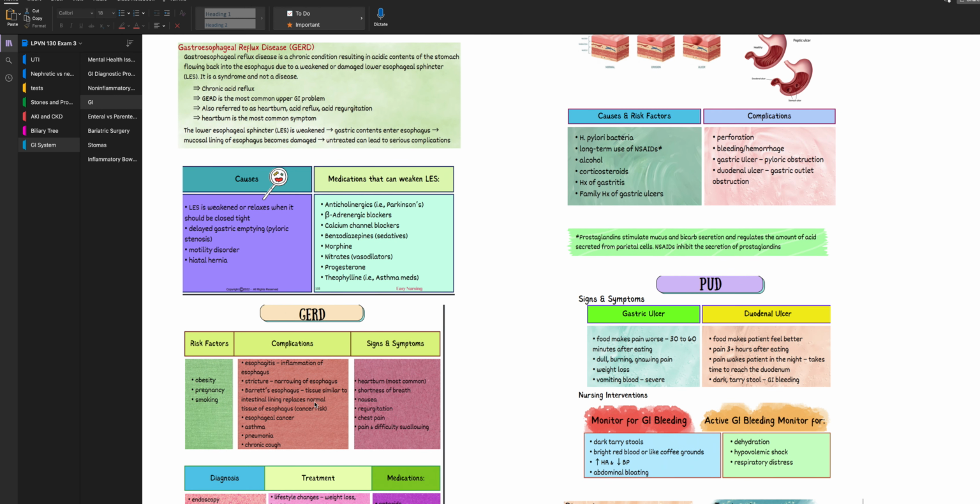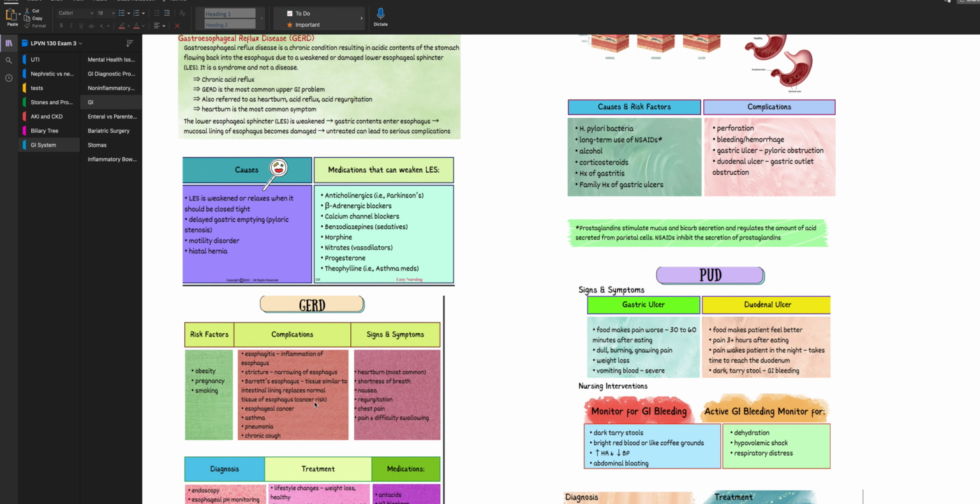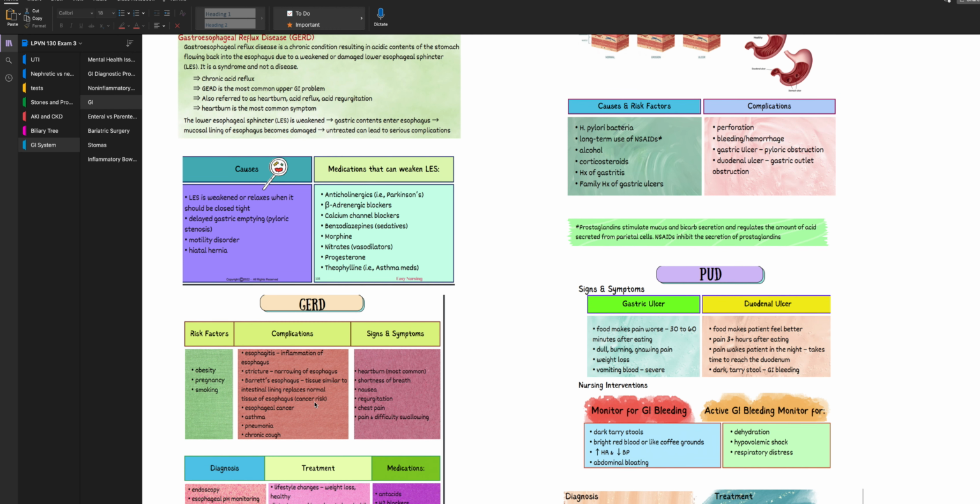So the signs and symptoms. Now with a gastric ulcer, they are going to have pain every time they eat. Okay, and that makes sense to me because when you eat, it goes immediately to the stomach. Whereas with duodenal ulcers, food makes the patient feel better, and they get pain 3 hours after eating, and that makes more sense to me because the small bowel is lower than the stomach.